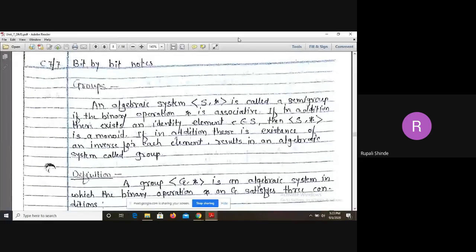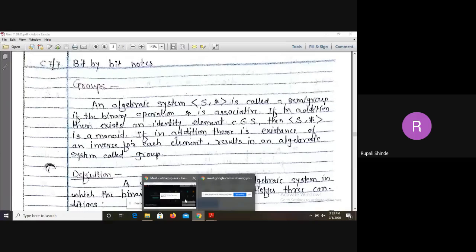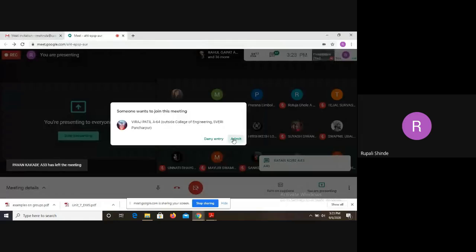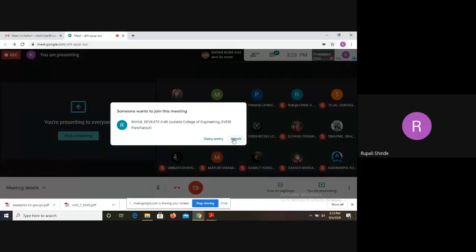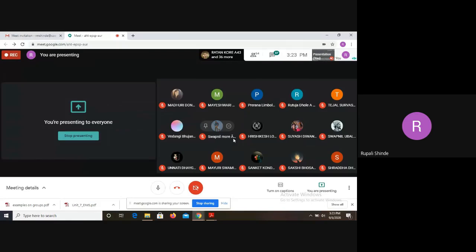In the last chapter we have seen the definition of semi-group and monoid. We can say group is a next version of this algebraic system that will contain all properties of monoid, but in addition to these properties, a group contains one more property, and that additional property is called the inverse property. Can anybody tell me what are the properties of semi-group?